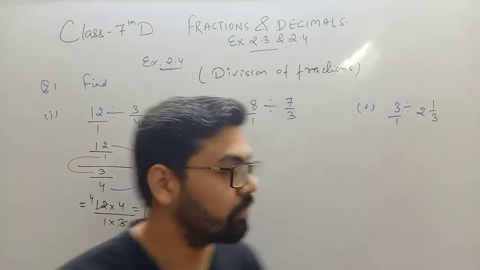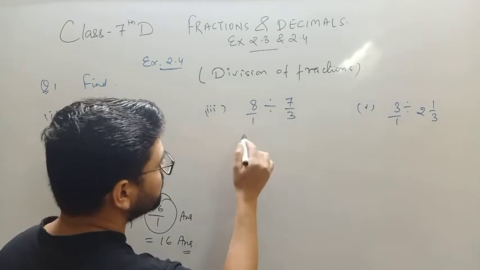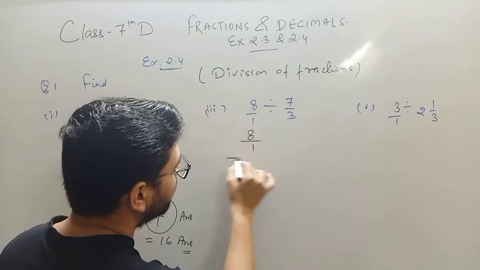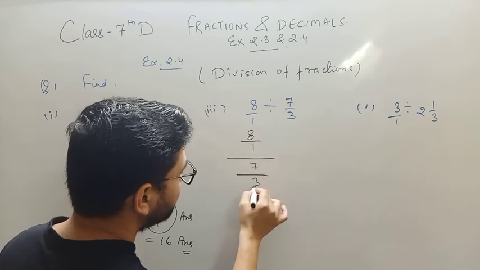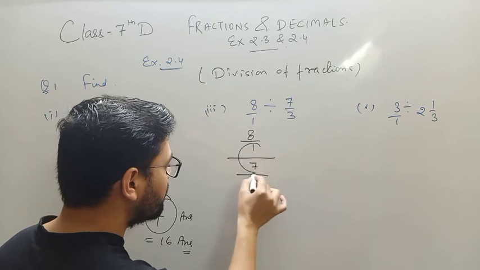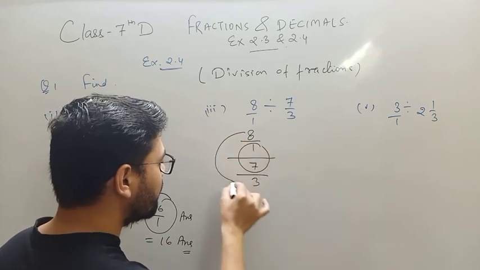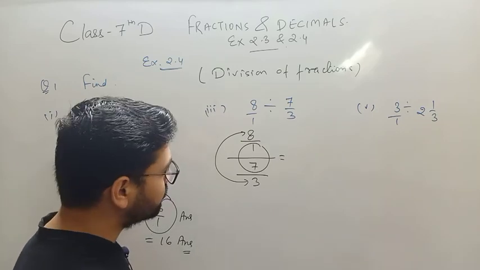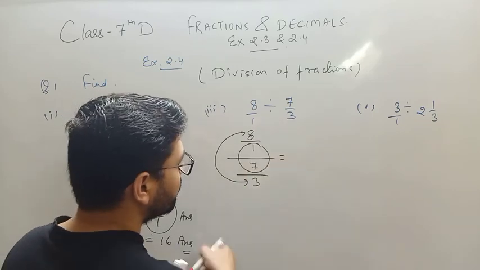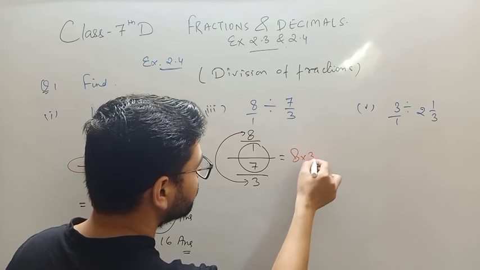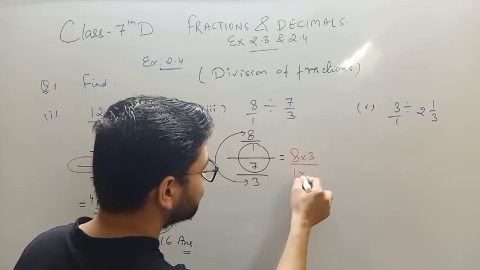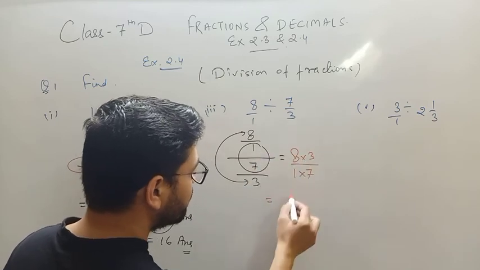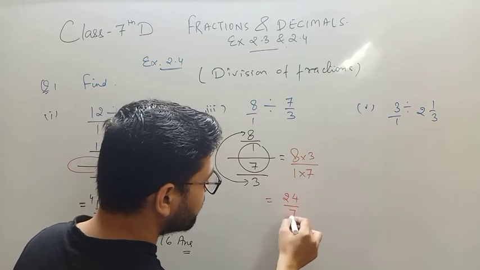Now the next is 8 divided by 1, divided by 7 by 3. So I just multiply these two terms and I just multiply these two terms, right? So what you will get in the answer? 8 into 3 and 1 into 7. So 8 3s are 24 divided by 7. So this is your answer.